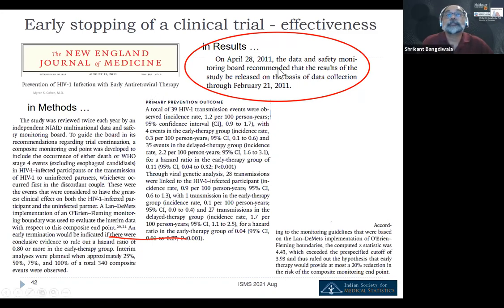And the Data and Safety Monitoring Board recommended that the results of the study be released on the basis of data collected as of a given date. So they stopped it. And they specify here, according to the monitoring guidelines, they were based on this exceeded this, and therefore they ended up stopping the study because they already had shown it was efficacious. So it was done for efficacy because equipoise was no longer there.